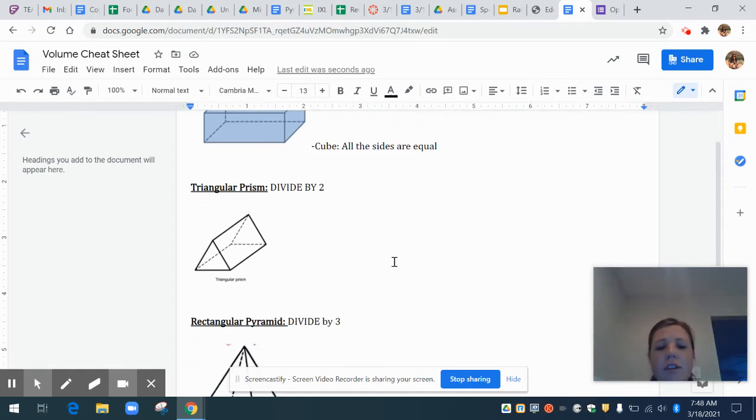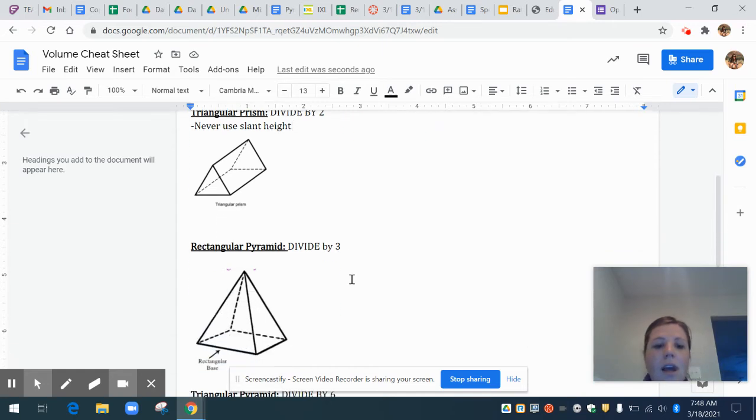Okay, then for a triangular prism, since it has a triangular base, the whole figure is going to have to be divided by 2. And remember, you're not going to use the slant height. Your slant height would be this line here, and you're not going to use that. So never use slant height. Do not forget, don't use it. You'll use this height, this base, and then this would be your height of the prism.